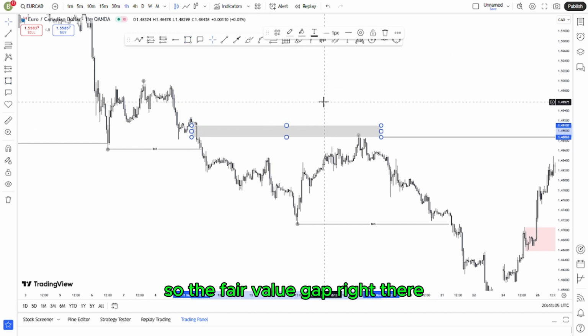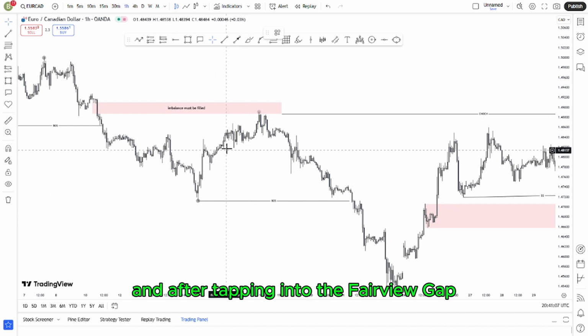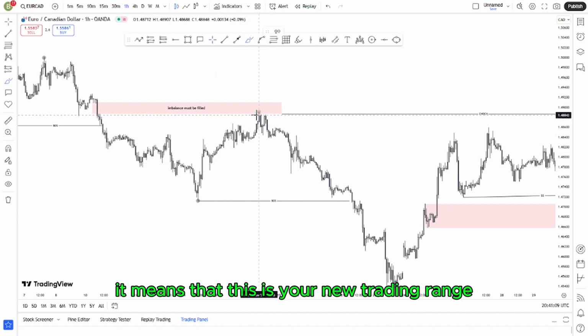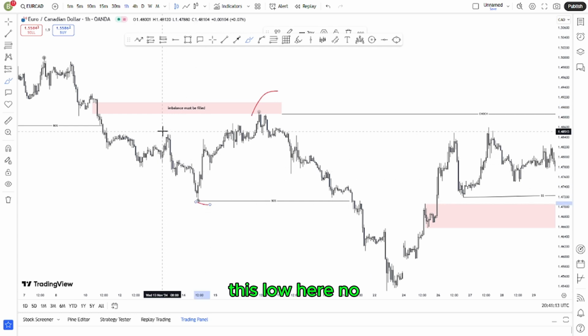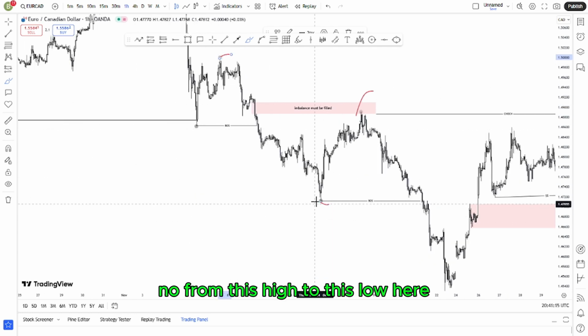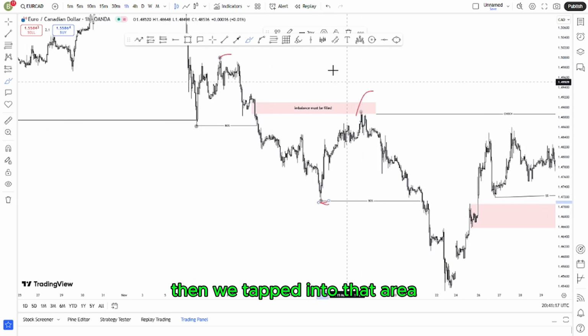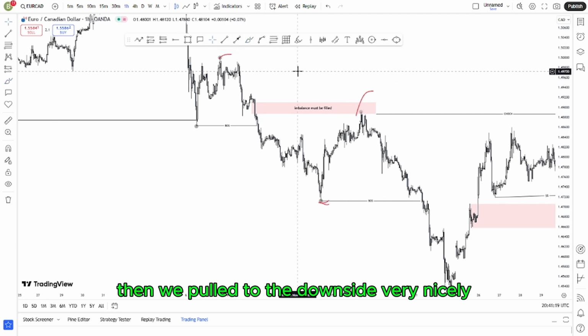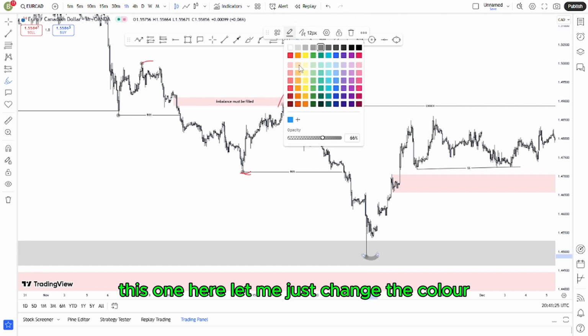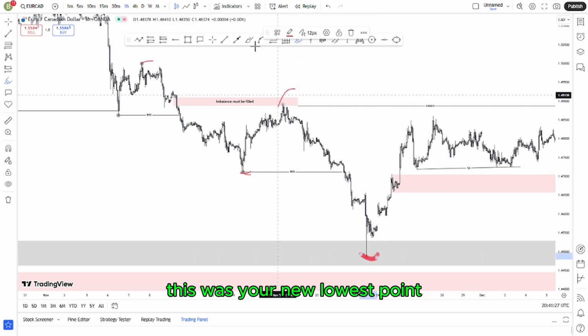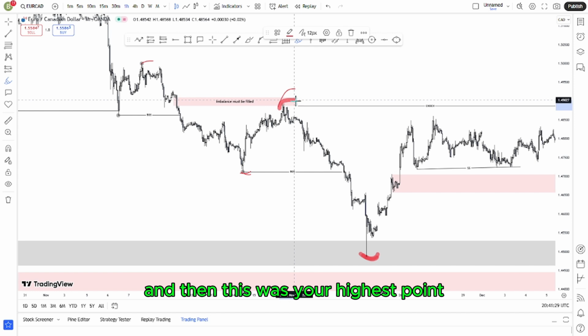So the fair value gap right there, and after tapping into the fair value gap, it means that this is your new trading range from this high to this low here. From this high to this low here. Then we tapped into that area, then we pulled to the downside very nicely, which means this was your new lowest point, this one here, let me just change the color. This was your new lowest point, and then this was your highest point.